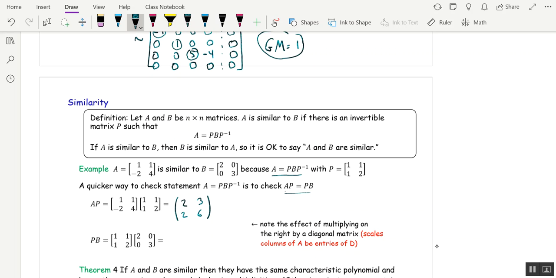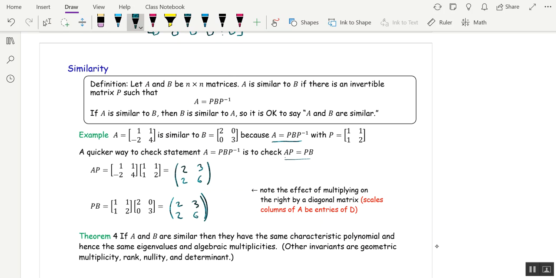All right, and then PB, I get 2 going across the top, 3, and then I get 2, 6. A little shortcut here is when you multiply by a diagonal matrix, what it does is it scales the columns of A. So 2, 2 is twice the first column. 3, 6 is 3 times the second column. So right multiplying by a diagonal matrix scales the columns of A. Left multiplying will scale the rows of A.